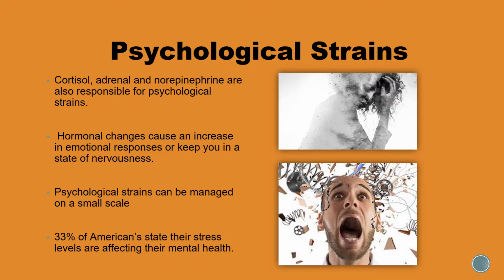In the second slide, we're going to discuss psychological strains. You will notice the same hormones that can cause a chain reaction in physical can also cause psychological strains. Hormonal changes cause an increase in emotional responses or keep you in a state of nervousness. As these hormones increase and decrease, the higher probability that someone would experience depression, anxiety, irritability, forgetfulness, foggy brain, and experience reduced confidence. Psychological strains can be managed on a small scale. Extreme examples of psychological strain are temporary psychosis, rage, and burnout.